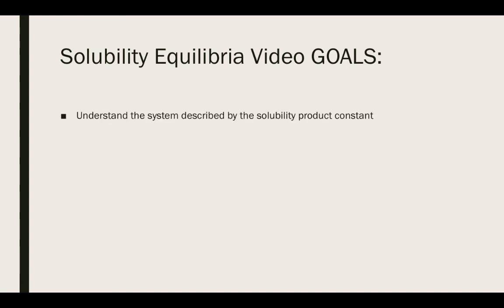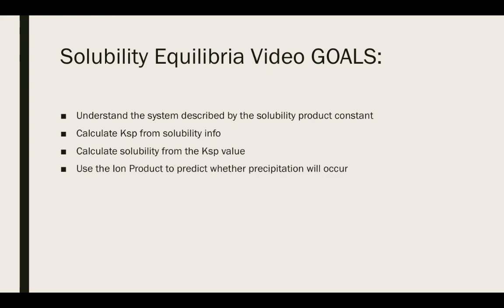Let's review our goals. First, we looked at the system described by the solubility product constant, that between the dissolving of a solid and the recrystallizing of aqueous ions. Then we learned to calculate the KSP from solubility info and calculate the solubility from KSP values. Then we used the ion product to predict whether precipitation will occur. And finally, we took a look at the common ion effect.